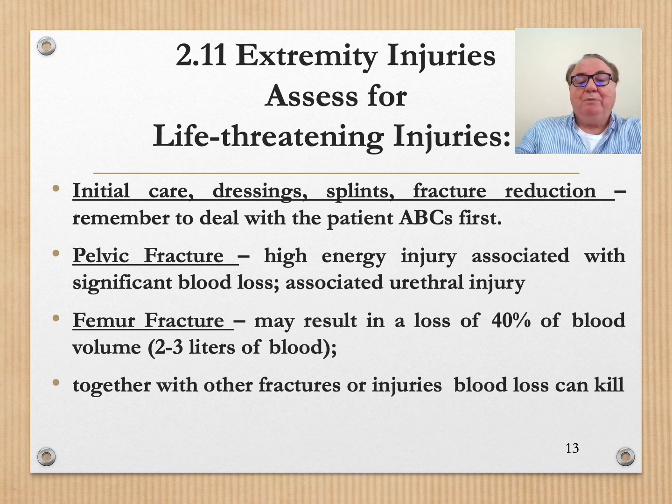Pelvic fracture happens in high-energy injury. It's associated with significant blood loss. It also can be involved with injury to the urethra. Femur fracture may result in a loss of 40% of the blood volume, 2 to 3 liters of blood. Together with other fractures or injuries, blood loss can lead to death.